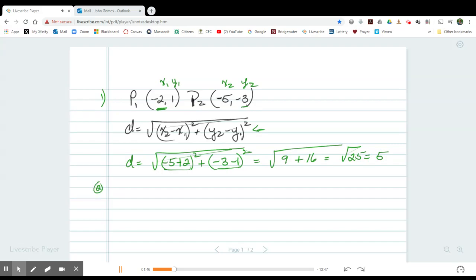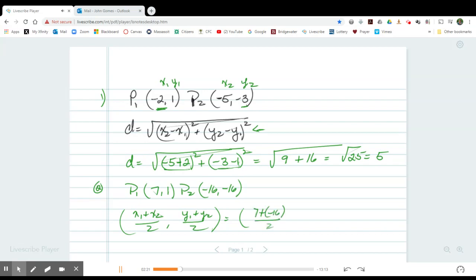Alright, number 2. We're asked to find the midpoint. He gives us 2 points. Midpoint is the halfway point. P sub 1 is located at 7, 1. P sub 2 located at -16, -16. So to find the midpoint, it's the average of the 2 x values, and the average of the 2 y values. So here I've got 7 plus a -16 divided by 2. That would be -9 divided by 2. I'm not going to do anything with that.